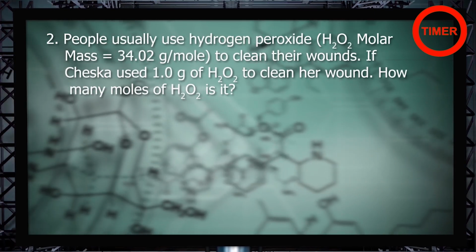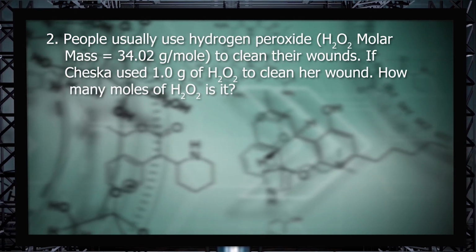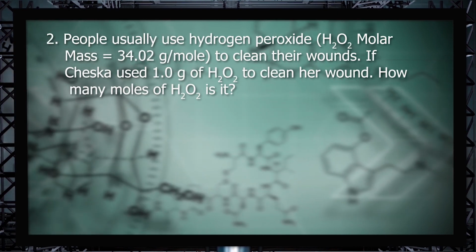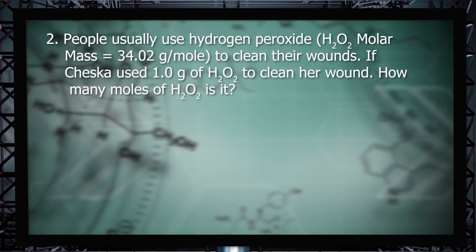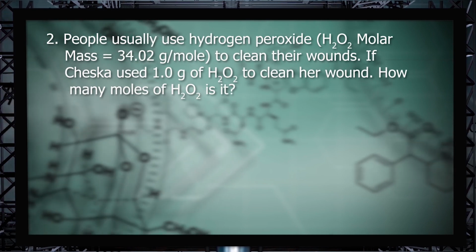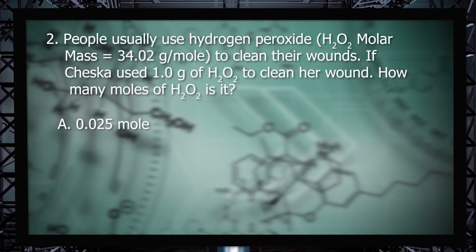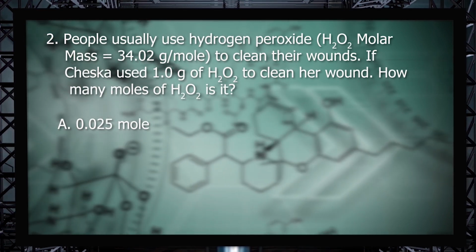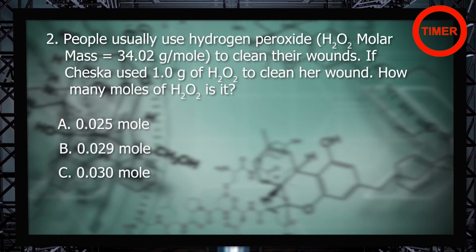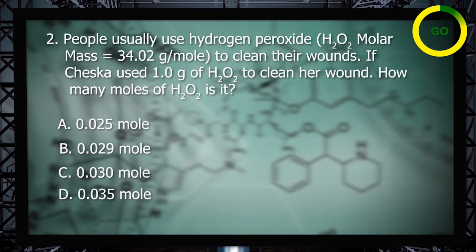Number 2. People usually use hydrogen peroxide or H2O2, where the molar mass is 34.02 grams per mole, to clean their wounds. If Cheska used 1.0 grams of H2O2 to clean her wound, how many moles of H2O2 is it? A. 0.025 mole. B. 0.029 mole. C. 0.030 mole. And D. 0.035 mole.